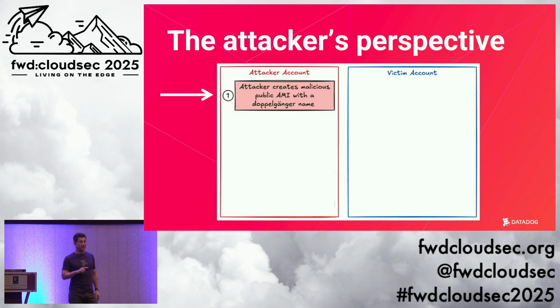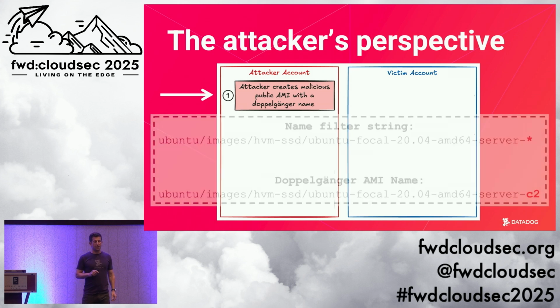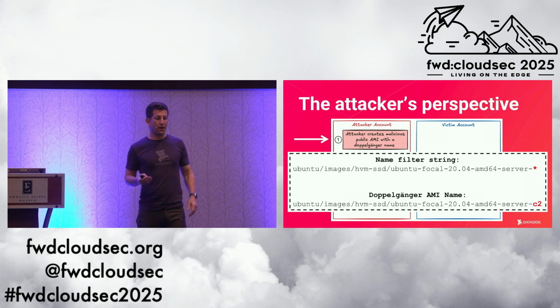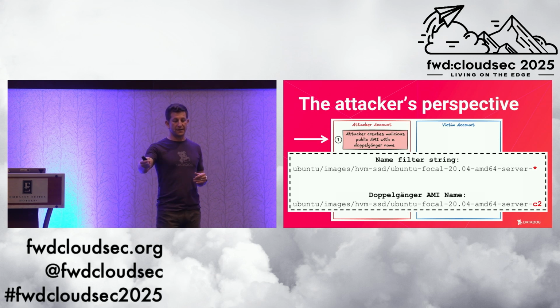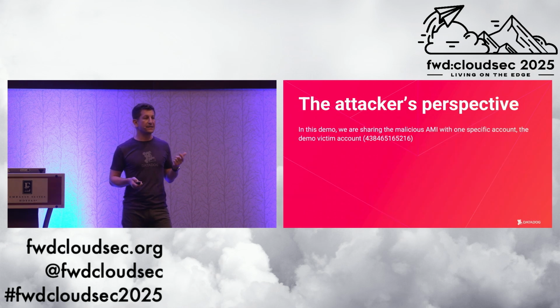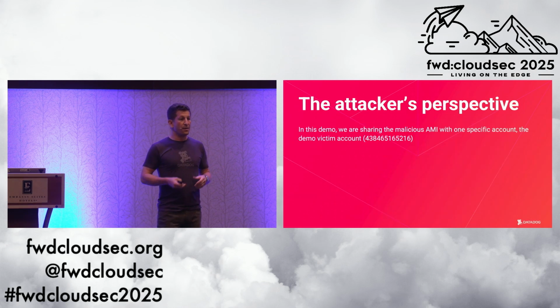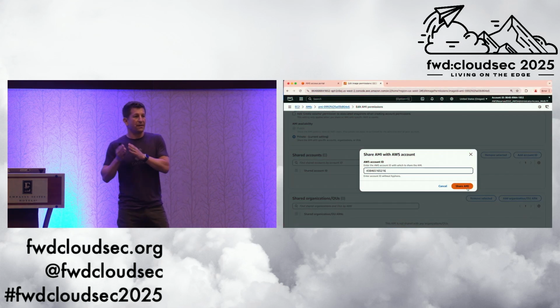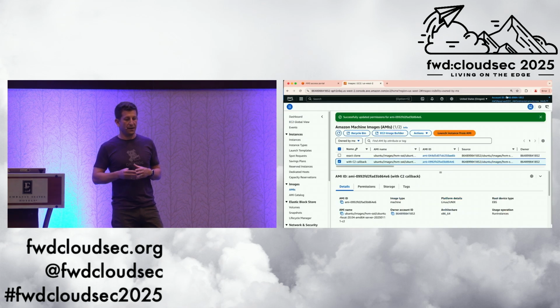Now, I have here the attacker creates malicious public AMI with a doppelganger name, but I'm only going to share it with one account for this. So what the attacker is doing is they're picking a name filter that they want to exploit. It could be the Amazon Linux name filter. In this case, it's the Ubuntu. And you can see they named their malicious AMI C2. That's for command and control. Because this AMI that I just created has a C2 in it, I'm only sharing it with one specific account. I wouldn't want to make public an AMI that has a callback to it.